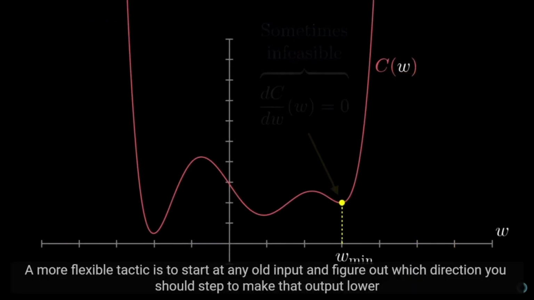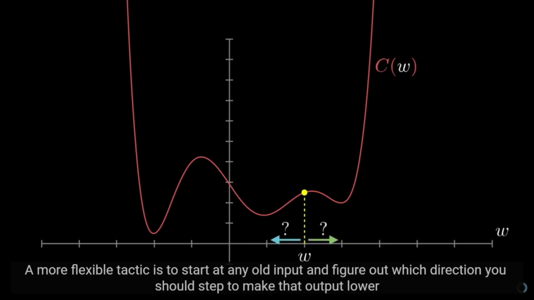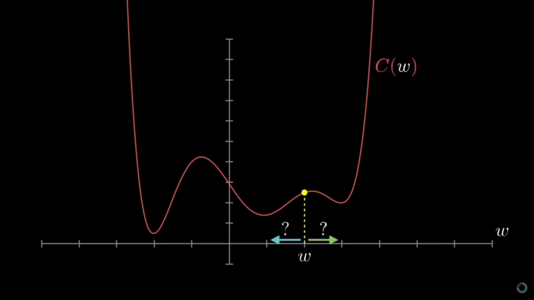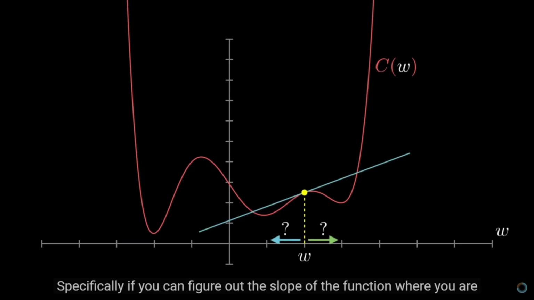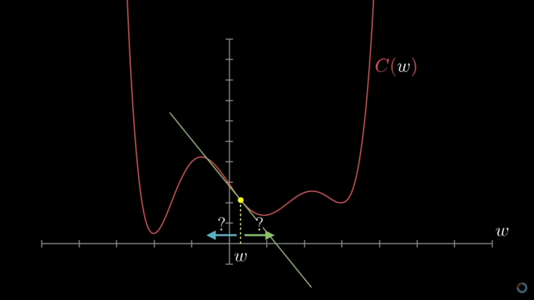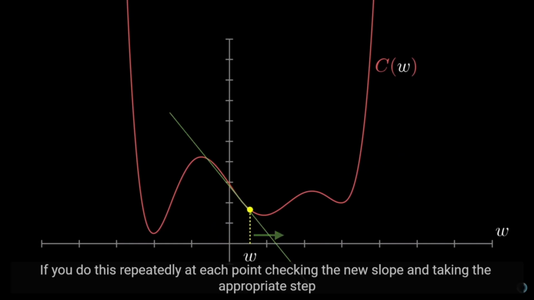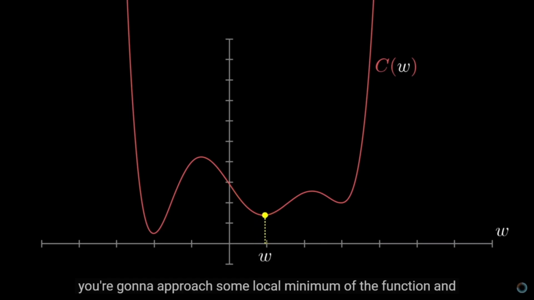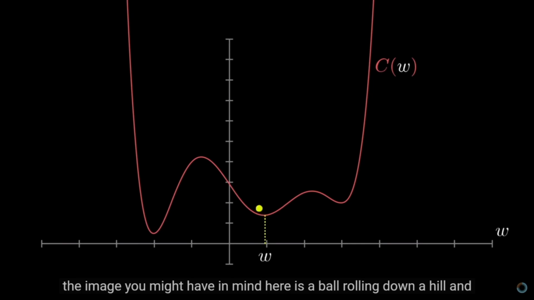A more flexible tactic is to start at any old input and figure out which direction you should step to make that output lower. Specifically, if you can figure out the slope of the function where you are, then shift to the left if that slope is positive, and shift the input to the right if that slope is negative. If you do this repeatedly, at each point checking the new slope and taking the appropriate step, you're going to approach some local minimum of the function. And the image you might have in mind here is a ball rolling down a hill.